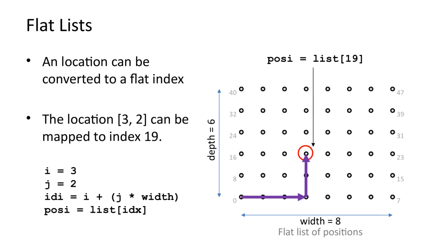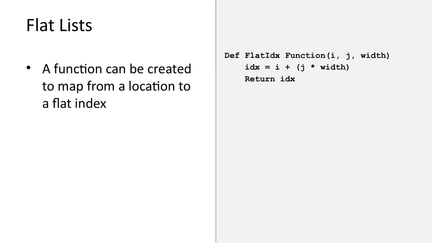We can convert a coordinate location to a flat index using some simple maths. Here we show how to convert the location of 3, 2 to a flat index. Note that the formula requires the width of the grid. In this case, the width is 8. In order to make it easy to work with coordinate locations, we can create a function. The function can convert the location to a flat index. We will use this function in some of the later slides.